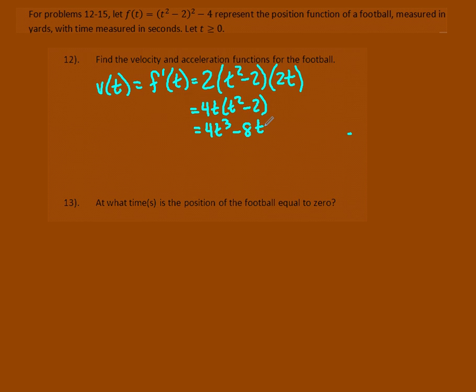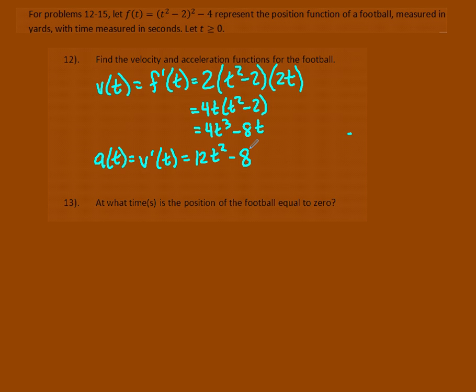And the reason I would do this here is because I also need to find acceleration, which is just the derivative of velocity. So it's a lot easier to take this derivative rather than this product rule derivative. So when I do that, this just becomes 12t squared minus 8. That is a lot easier, and the only reason why I will expand it.